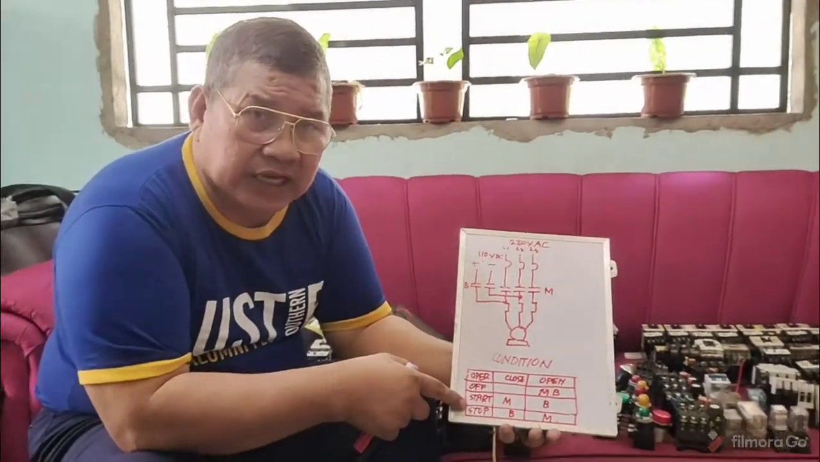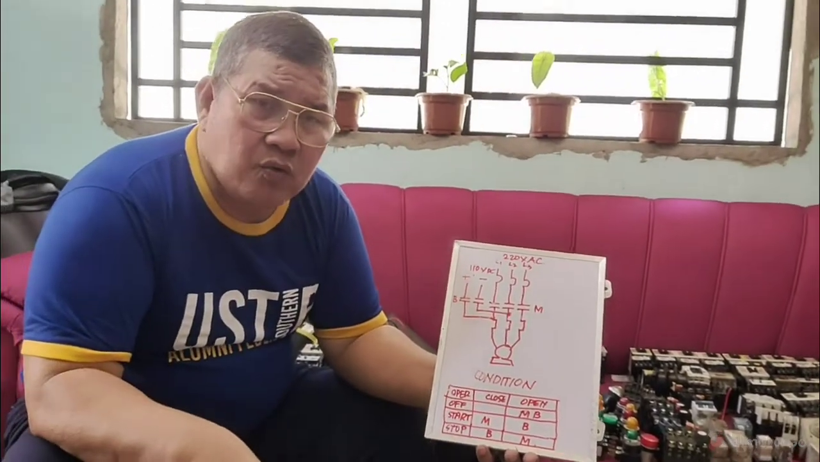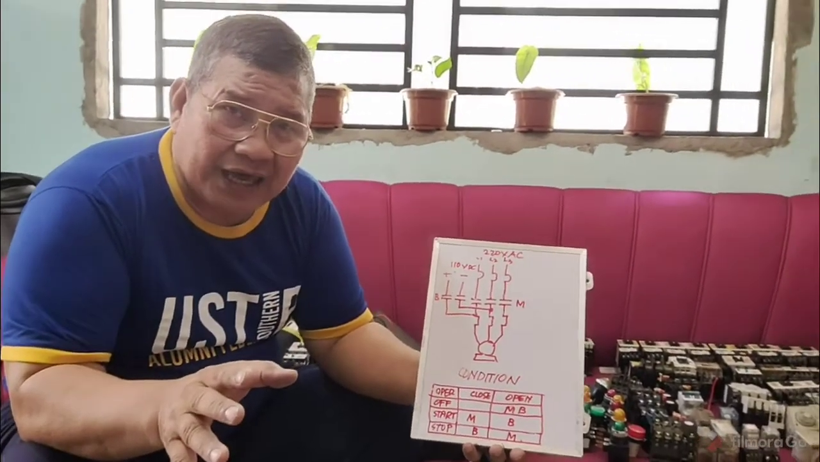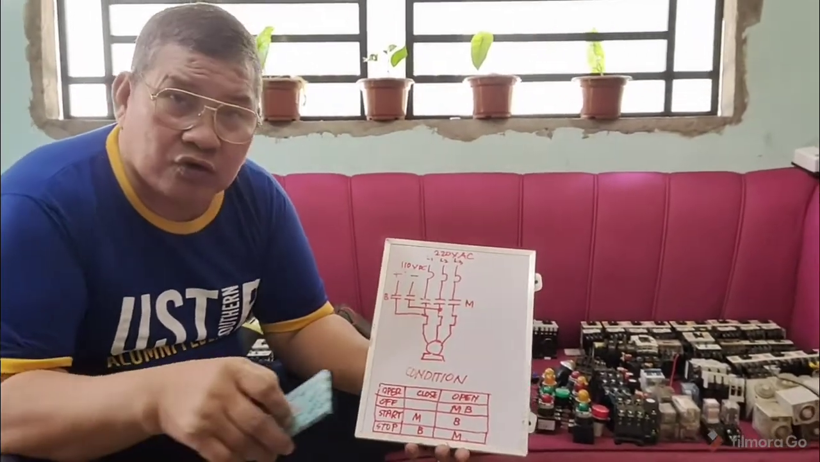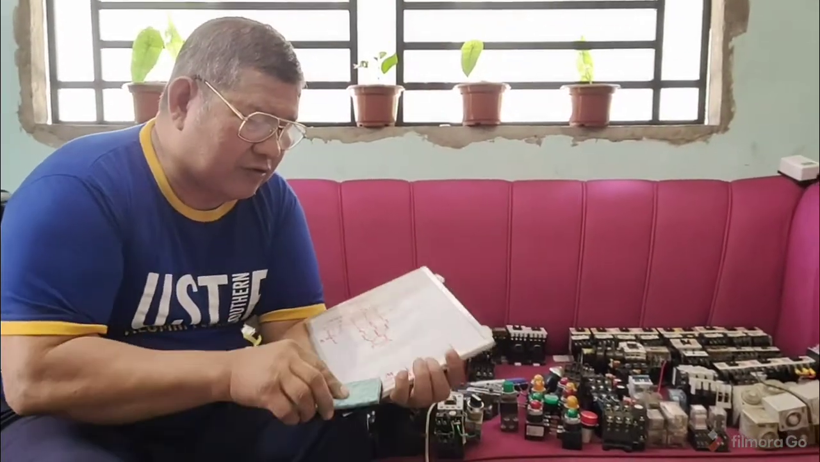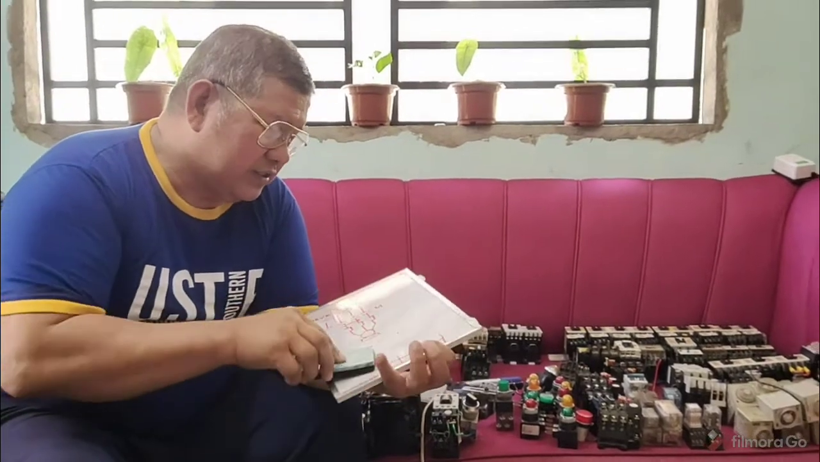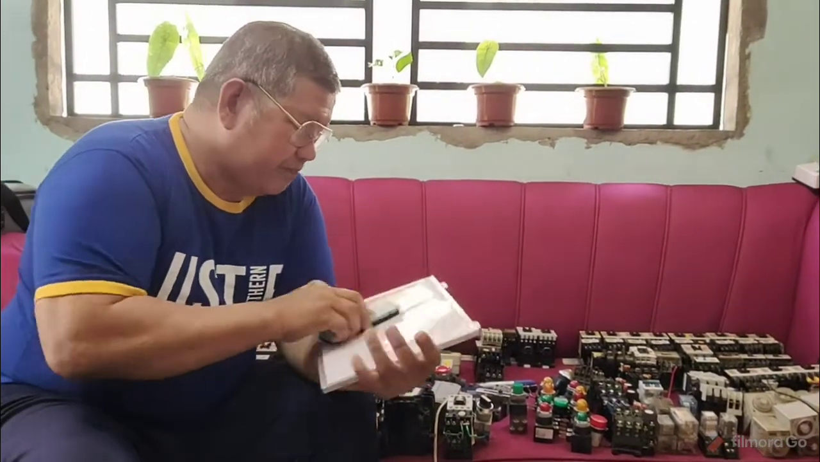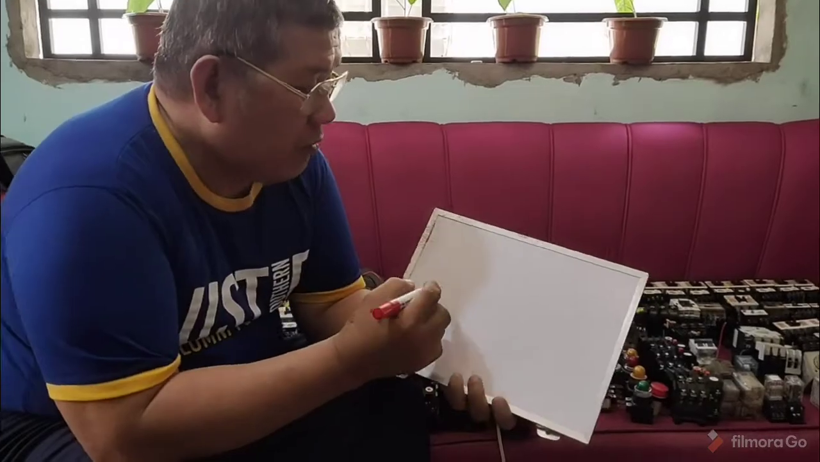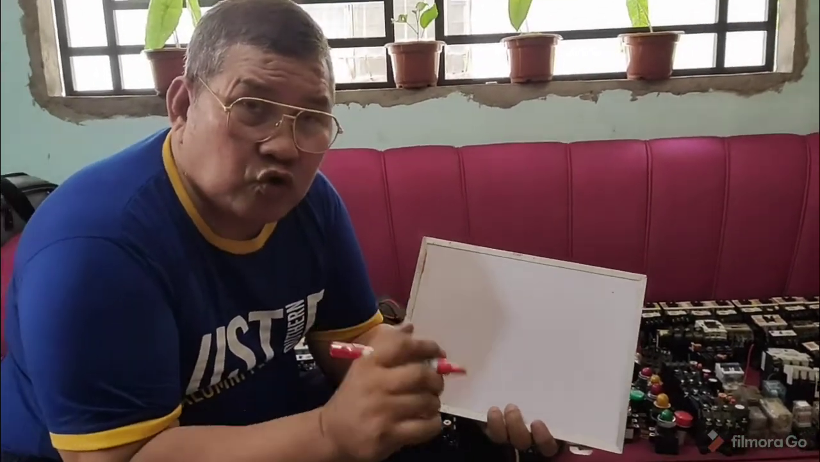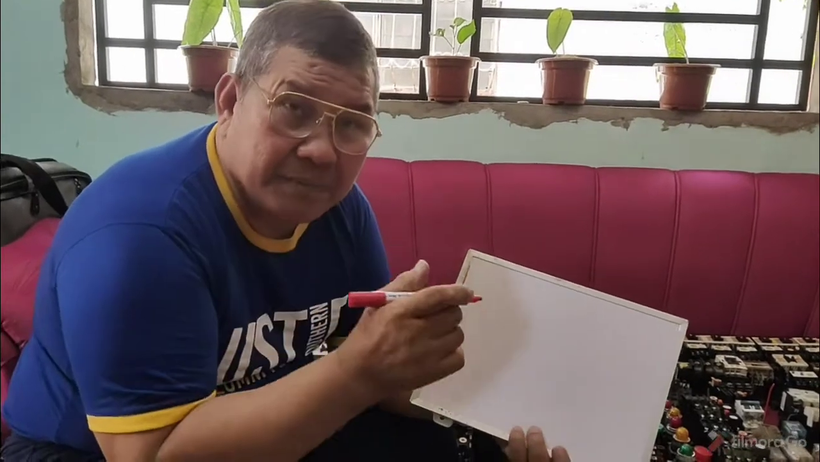Now, how would you connect it? Okay, how would you connect it? Meaning to say, what would be the control circuit? Oh, you have here the control circuit. I will draw the control circuit, like this, so that you can follow. Now, I will draw the control circuit of your dynamic braking.